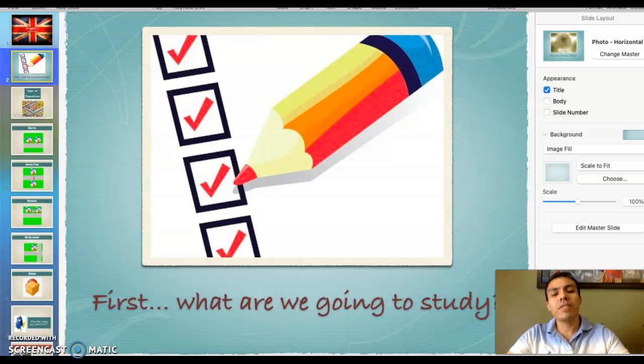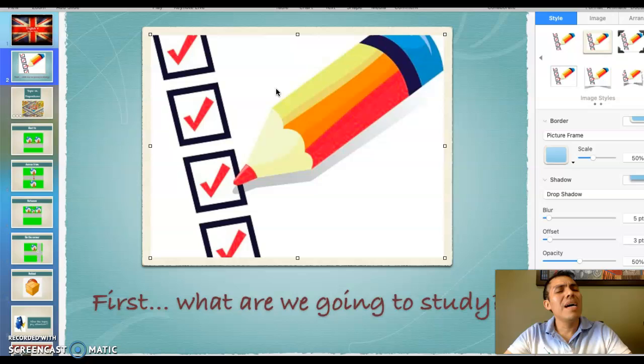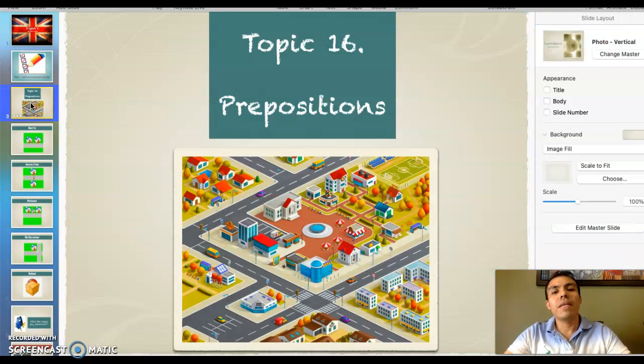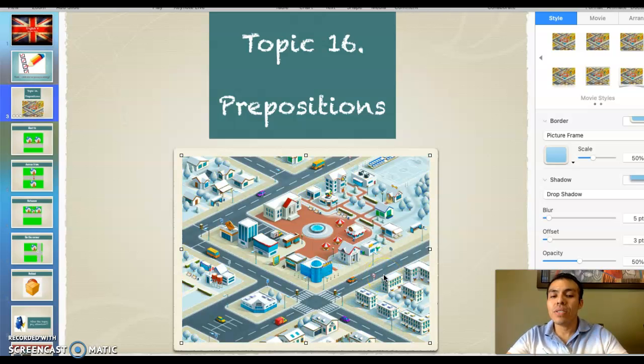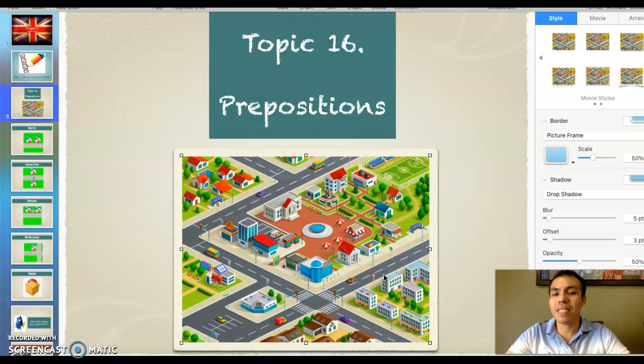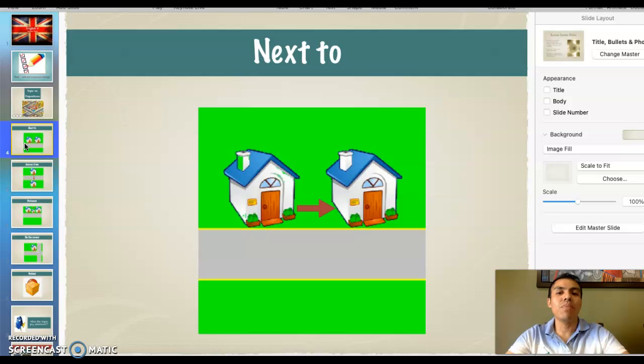And first, what are we going to study? For topic number 16, we have prepositions. So please pay attention to the topic. The topic 16 is prepositions. And we are going to start with the preposition number 1.